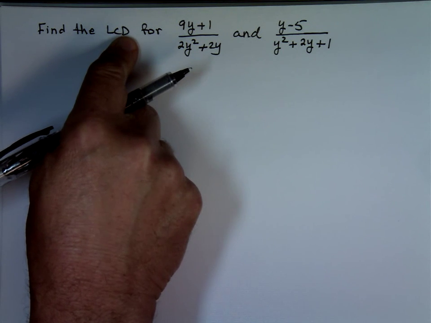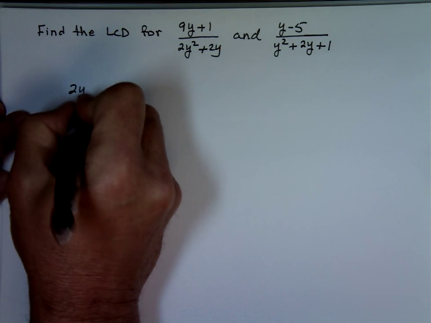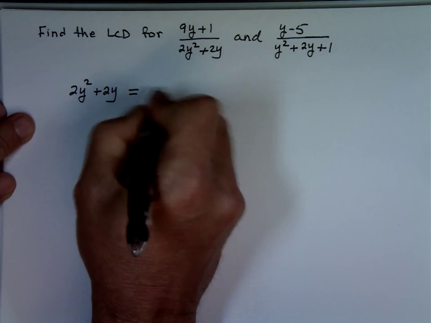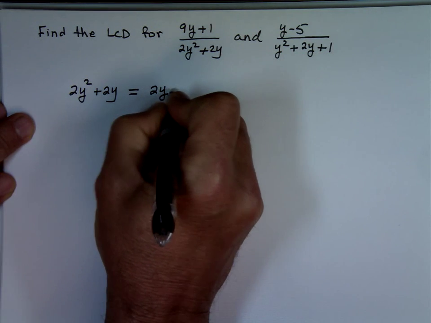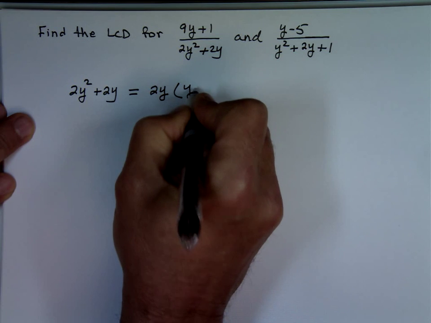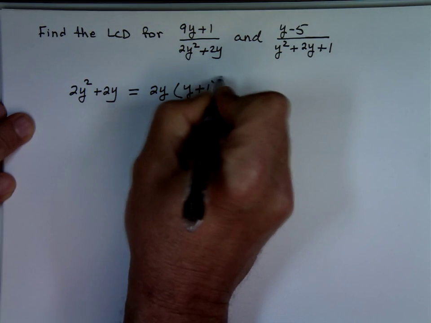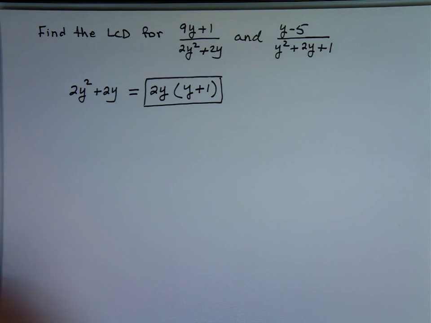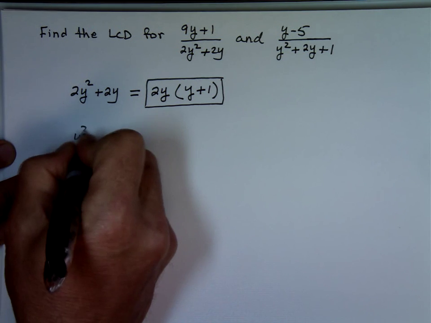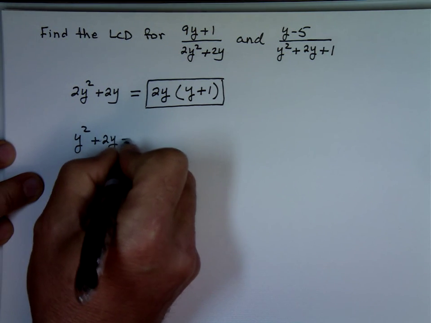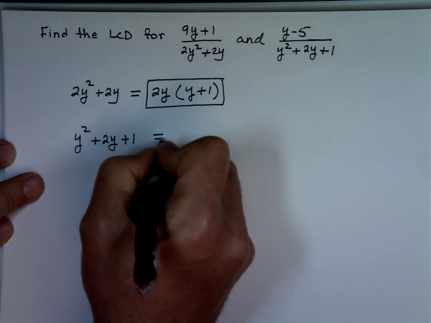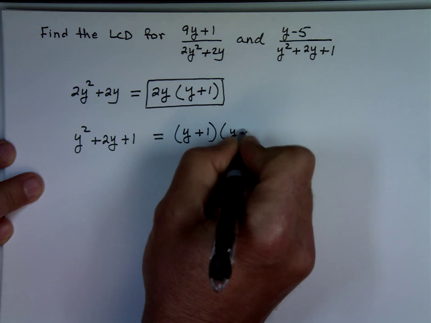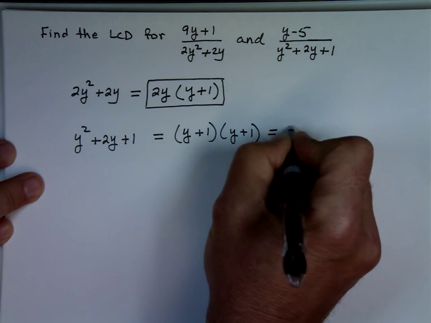So let's look at the 2y squared plus 2y. Can we factor that? I can take a 2y out. If I factor 2y, what's left? Y plus 1. Let's look at y squared plus 2y plus 1. When you factor that, that's y plus 1 times y plus 1, which you can write as y plus 1 squared.